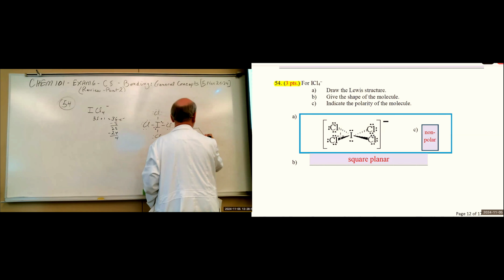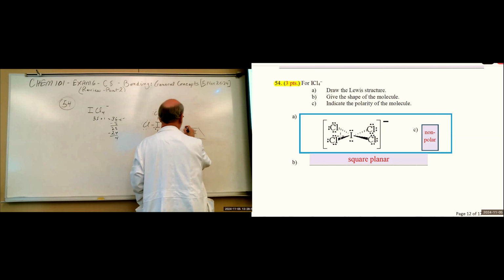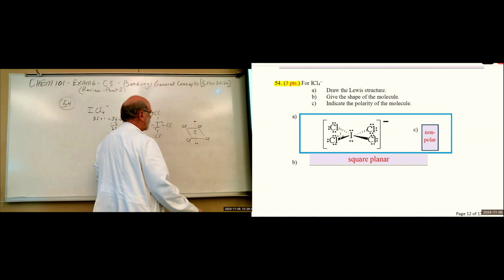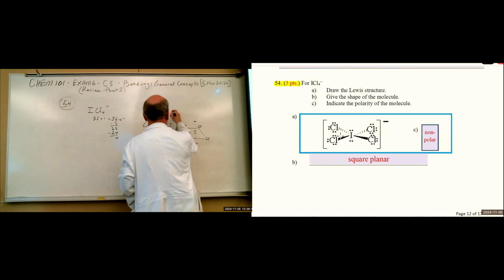So if we drew the center square, iodine in the middle, then we would put the chlorines here. And lone pairs up there. Down there. Okay, so and don't forget charge.